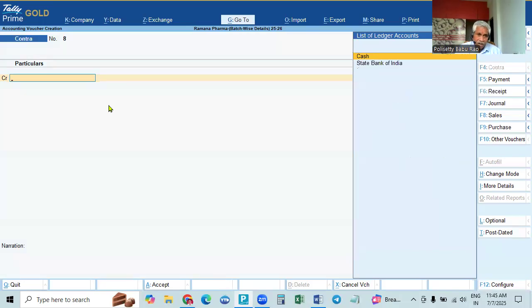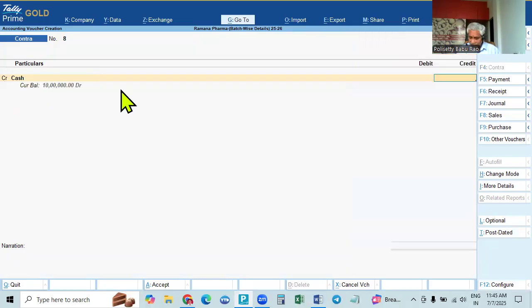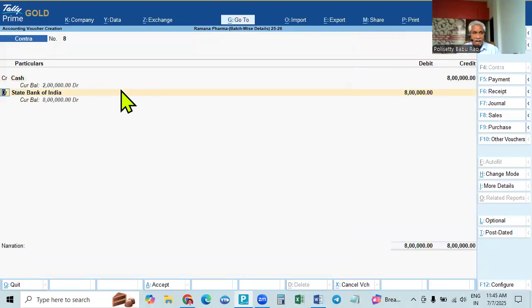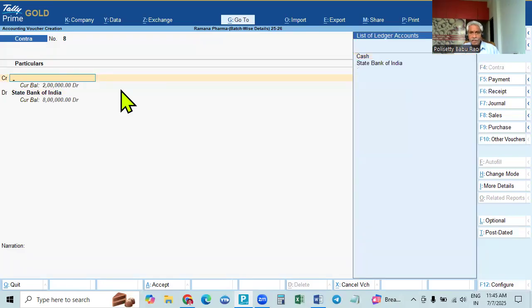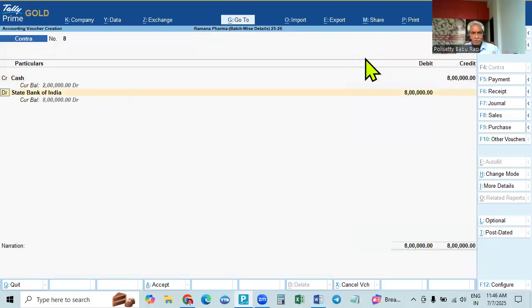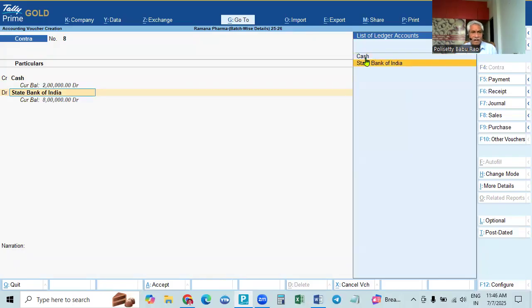Take contra voucher. Contra voucher also starts with credit, like receipt. So in this case, we are depositing in the bank, which means the bank is receiving, so the bank account is to be debited. And we are paying cash into the bank, which means cash is going out, so the cash account is to be credited. It starts with cash. So take cash, 8 lakhs. In the case of a contra entry, only bank and cash accounts will be there. See here, only these two will be there. There are many banks, all the bank accounts will be there. Cash and bank. So we selected cash, and the next one is only cash or bank. So debit is automatically bank.